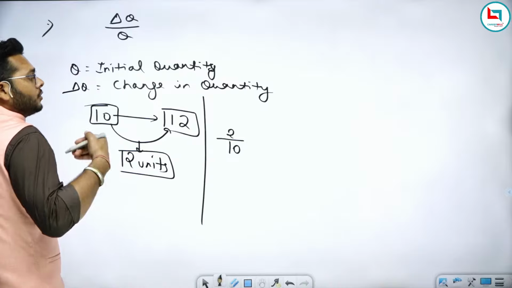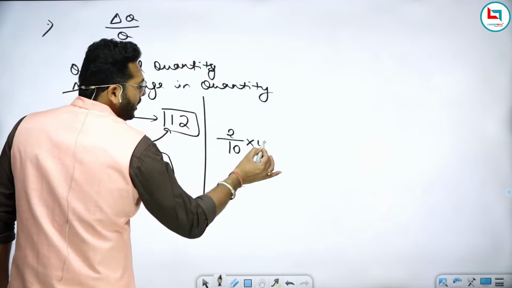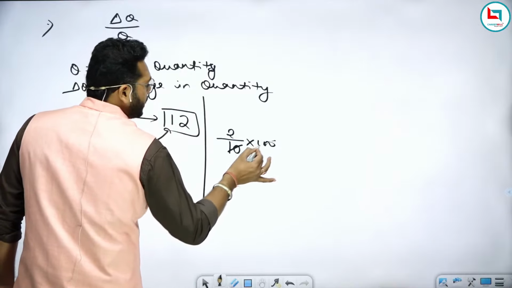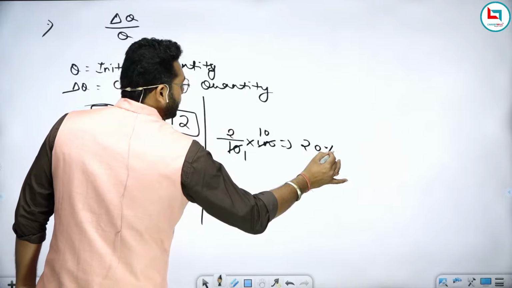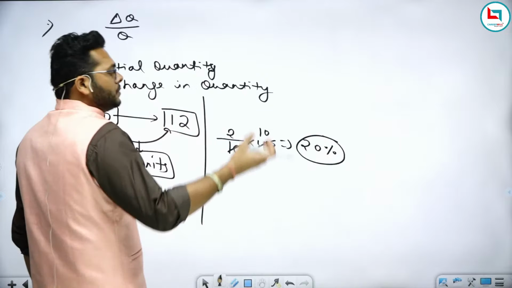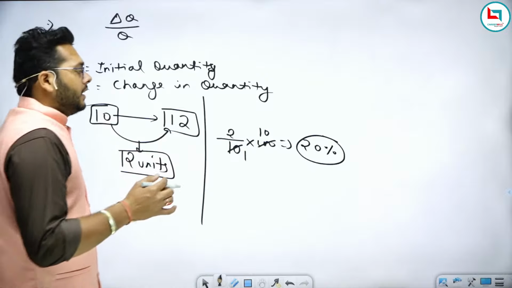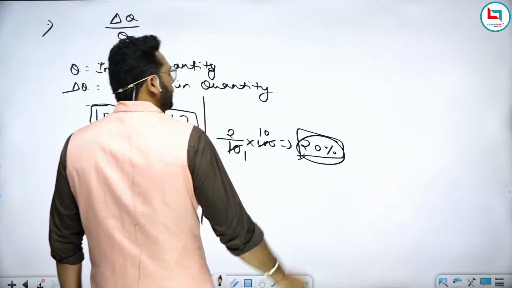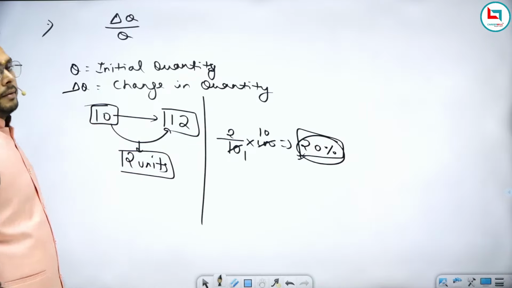So if I ask you how much percentage you have changed, you will multiply with 100. So what do you get? 2 upon 10 times 100 is 20. It means you have changed 20%. Your demand has been changed by 20%. I can write here now: I have changed the quantity demanded by 20%. Right or wrong? Tell me fast.